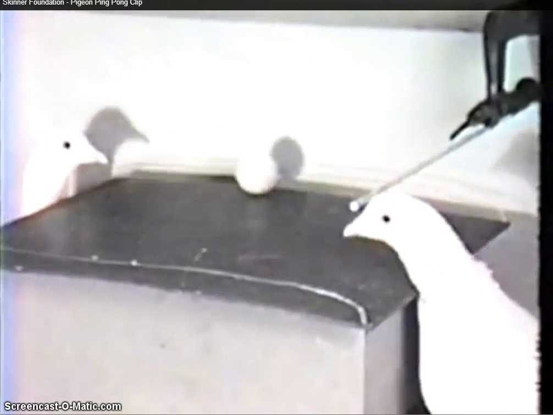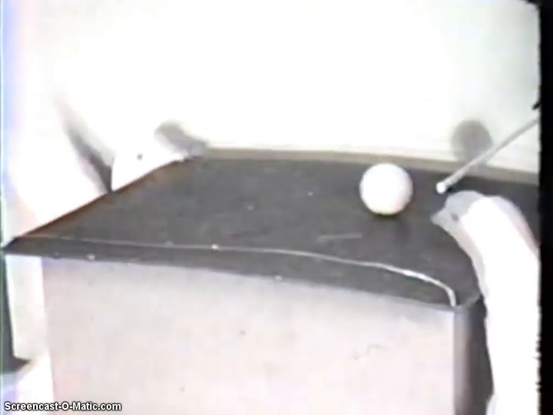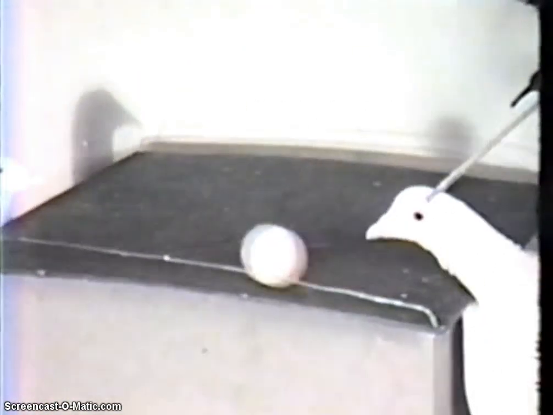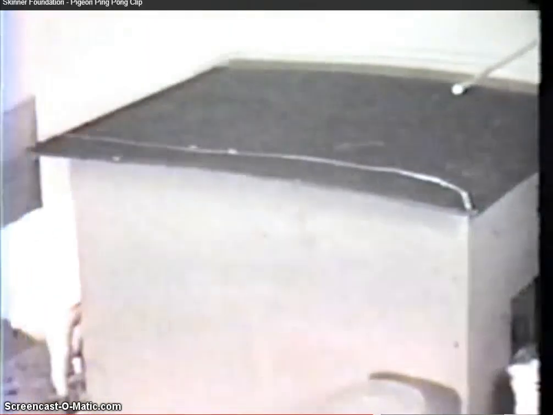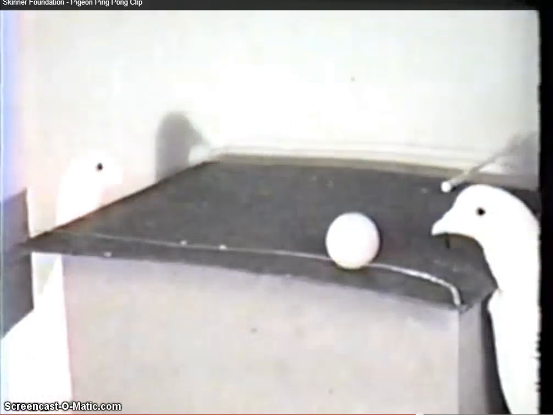The two pigeons are at either end of a small ping pong table. One pigeon pecks the ball as it comes toward him and knocks it toward the other pigeon. Other pigeon pecks the ball back across the table. If it goes past one pigeon, the other pigeon can eat, and if it goes the other way, the other pigeon eats. So that it's a real game. The pigeon is reinforced for a cross-court shot if that is what gets the ball past his opponent.